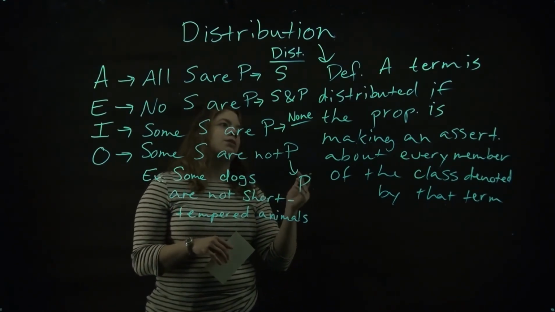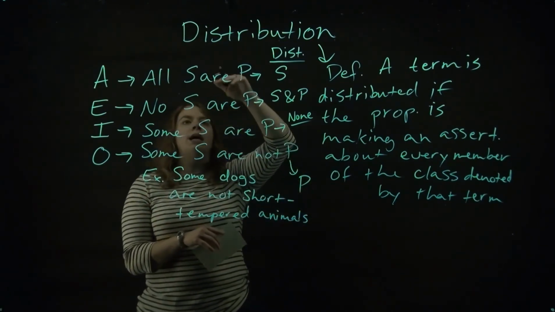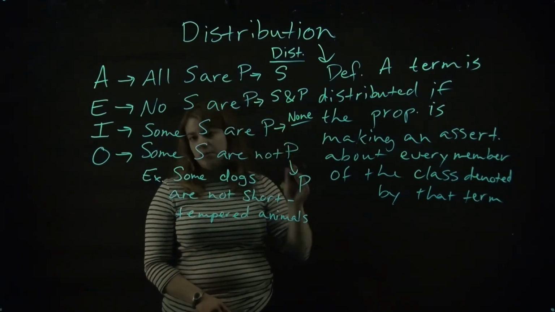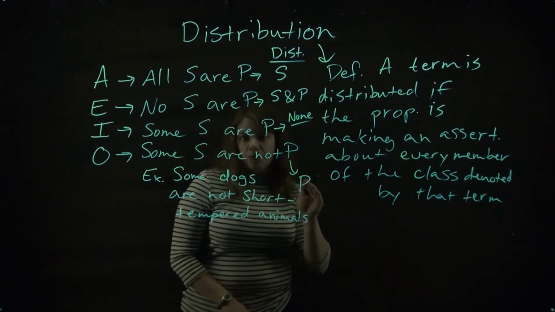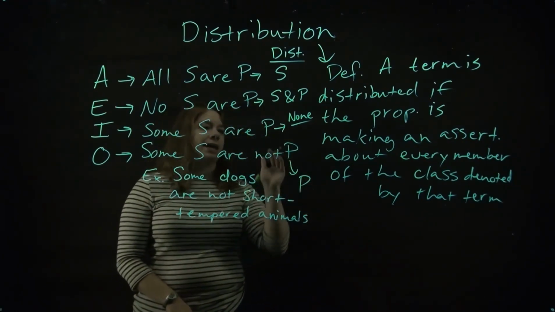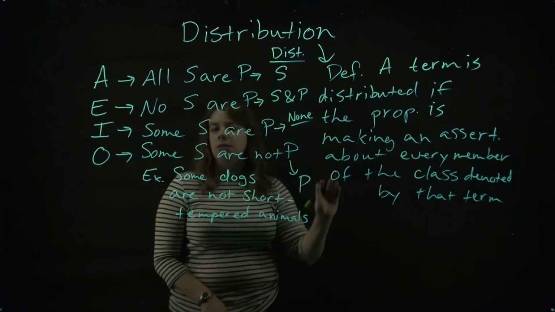Right? So the easiest way to think about it is that with A and E propositions, S is always distributed, and with E and O propositions, the predicate, or the P class, is always distributed. When it comes to the I statements, nothing is ever distributed.